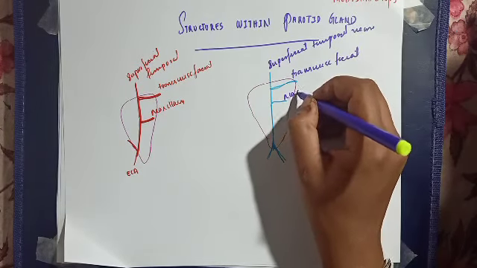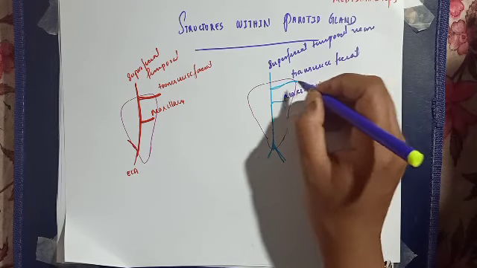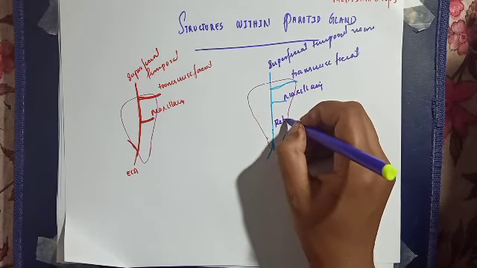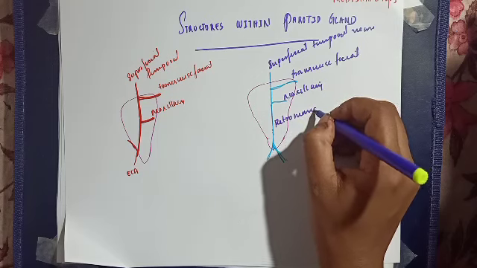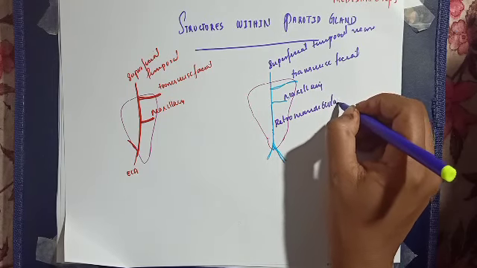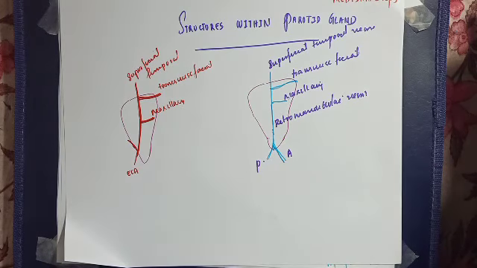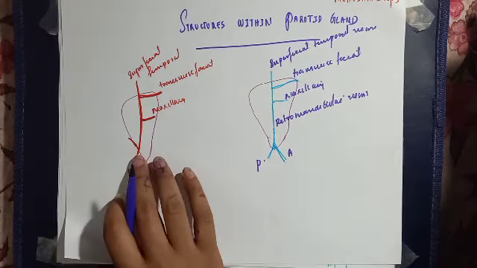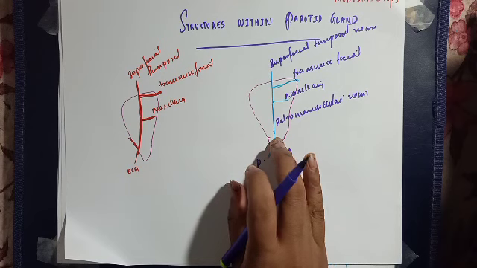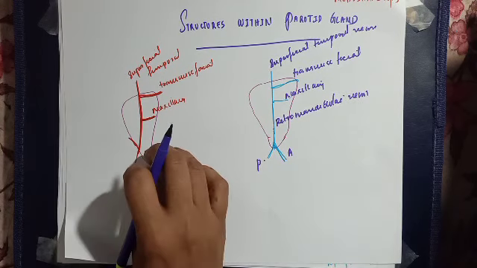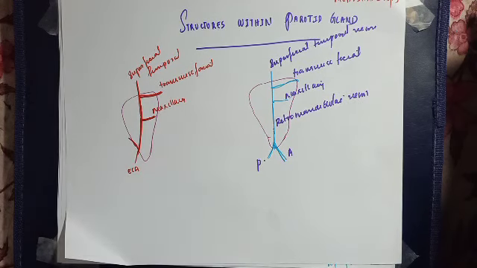This is the maxillary vein. Actually, the superficial temporal and maxillary veins join to form the retromandibular vein, which divides into an anterior division and a posterior division near the apex of the gland. So we have a vein passing within the parotid gland, an artery passing within the parotid gland, and a nerve passing within the gland, that is the facial nerve.